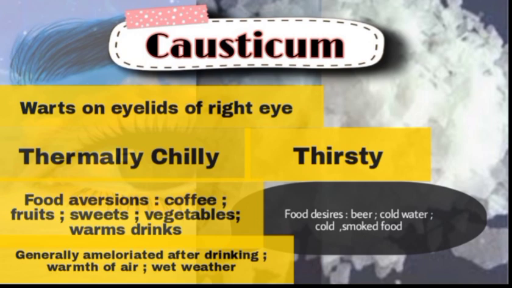The patient is thermally chilly and thirsty. Food desires include beer, cold drink, cold water, cold food, refreshing things, salt, sausages, smoked food, and stimulants. Food aversions include coffee, fruit, sweets, vegetables, warm drinks. The food disagrees includes coffee. It is generally aggravated in the evening, inspiring of cold air, after eating, during perspiration, walking in open air, cold dry weather, getting wet, 12 at midnight, 2 a.m. and 4 a.m. It is generally ameliorated after drinking, warmth of air and wet weather.